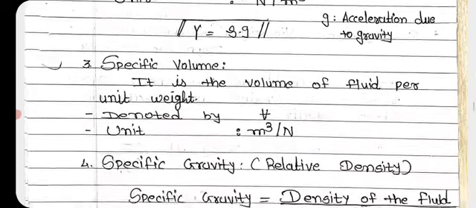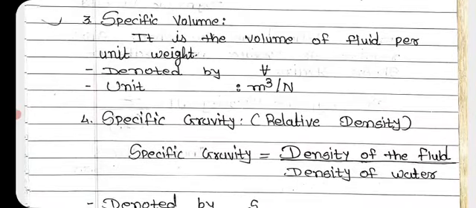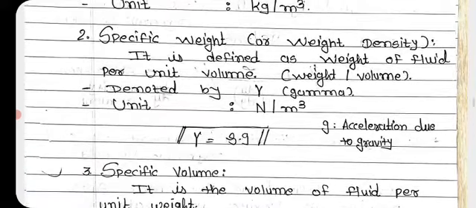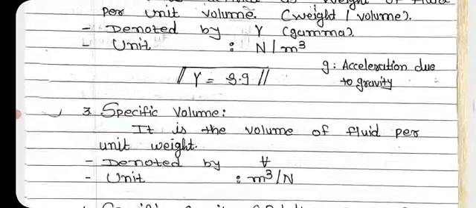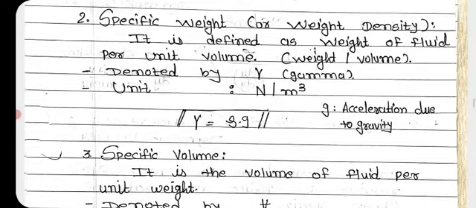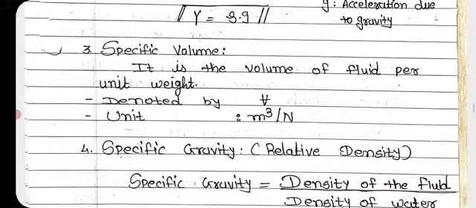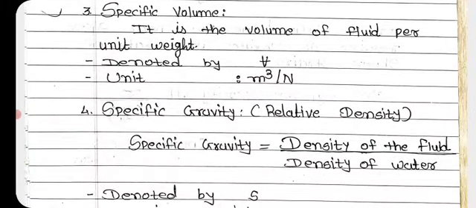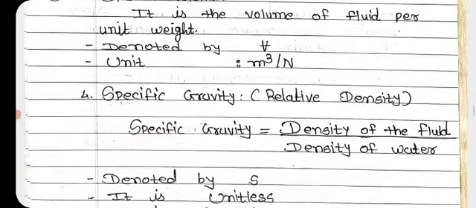Third fluid property is specific volume. It is the volume of fluid per unit weight, denoted by small v, volume per weight. Means specific volume is reciprocal of specific weight, because specific weight is weight per volume while specific volume is volume per weight, right? So the unit is meter cube per Newton.